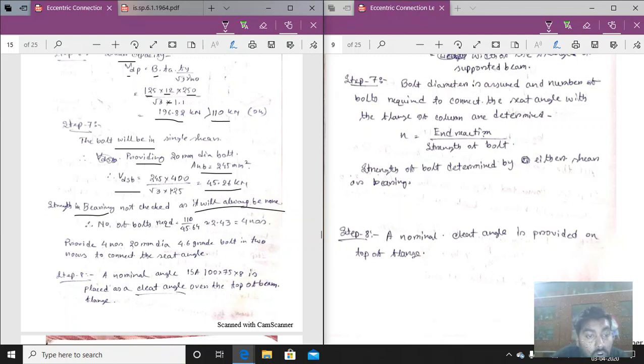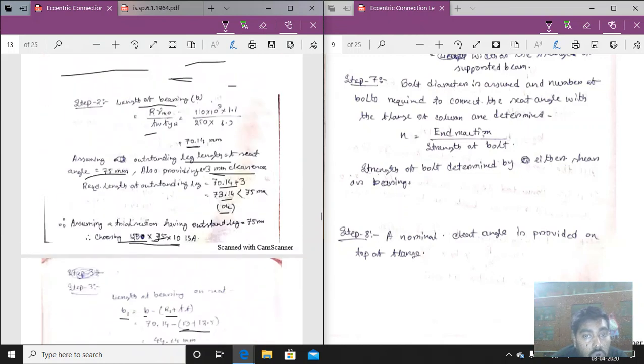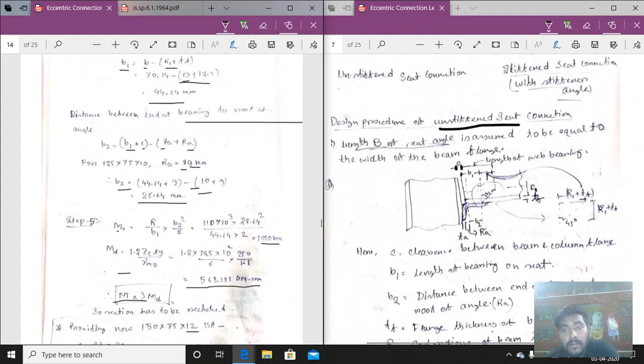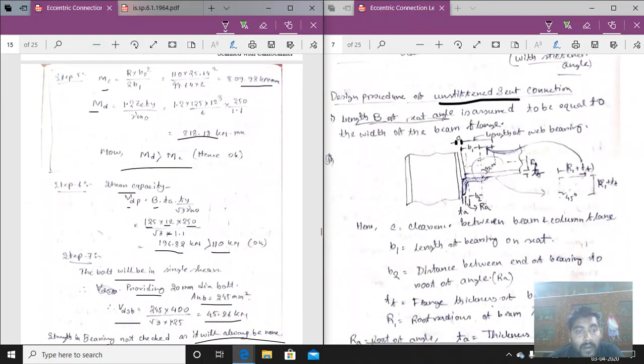So the number of bolts required will be that value 110, the end reaction, divided by the strength of the bolt, which is equal to 2.40. So 4 bolts are required. Provide 4 numbers of 20 mm, 4.6 grade bolts in 2 rows to connect the seat angle. If we see the picture here, 4 bolts will be provided.